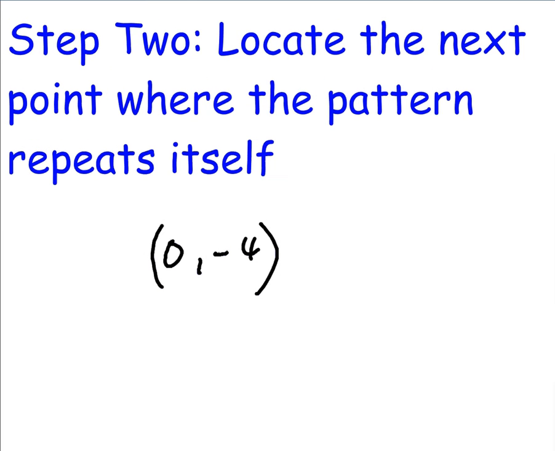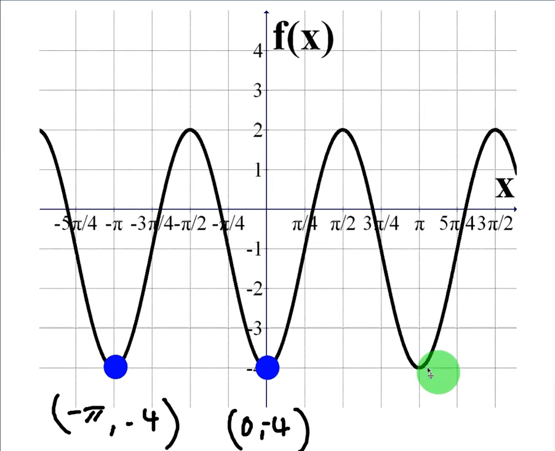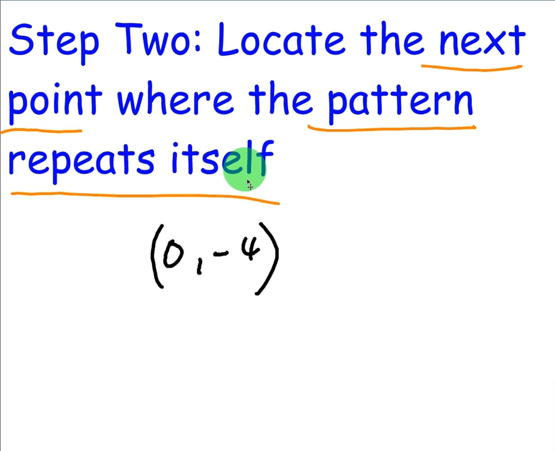Step 2, locate the next, and I'm going to underline this, the next point where the pattern at your first point repeats itself. So basically I want to find the next bottom of the wave. Okay, so I can't pick this one over here because it skips. I'm going to pick the very next bottom. So my next point is going to be (0, -4).